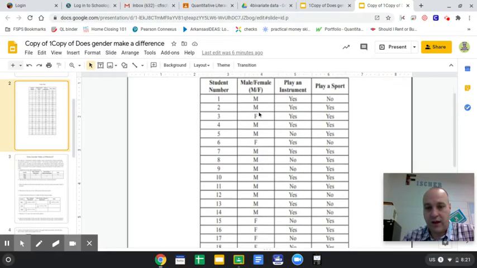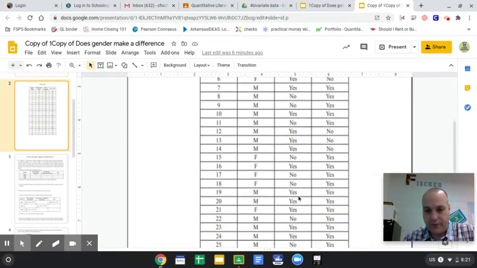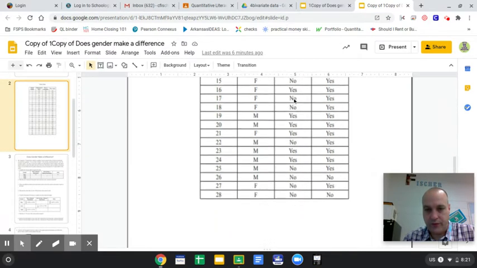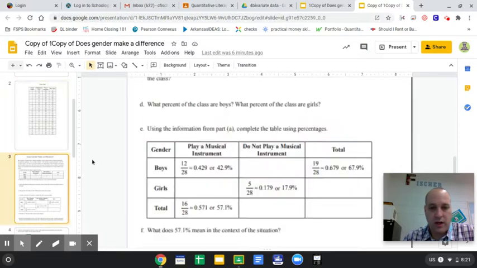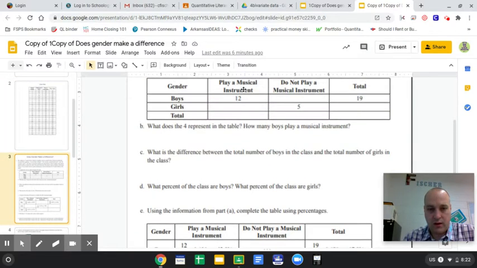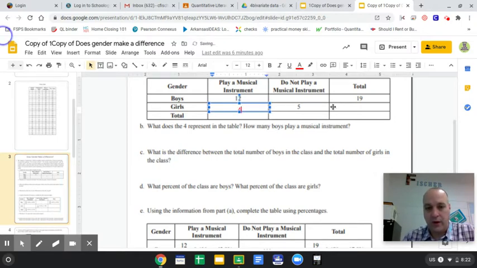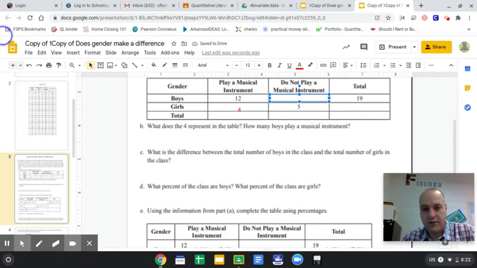and for girls, you just count how many girls played an instrument. So there's 1, 2, 3, 4. So I go back over here, and in here, you put 4. And in here, we already said was 7.